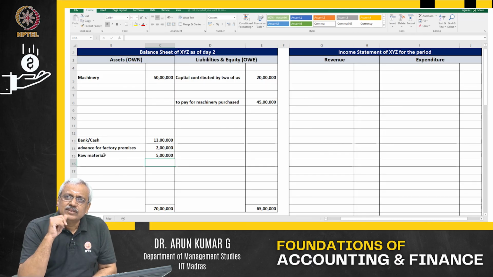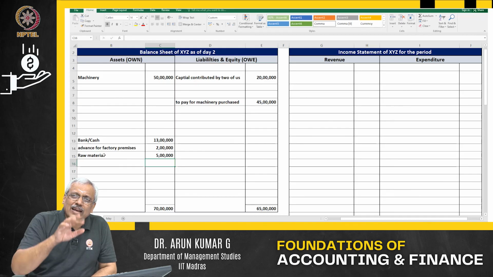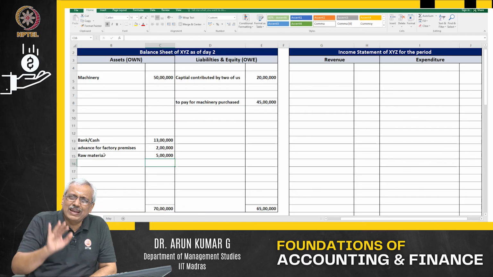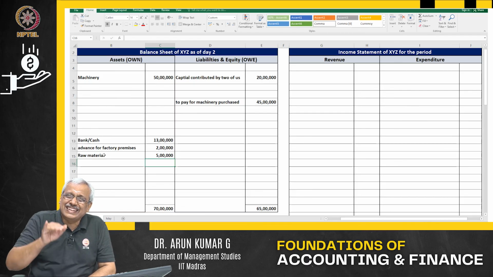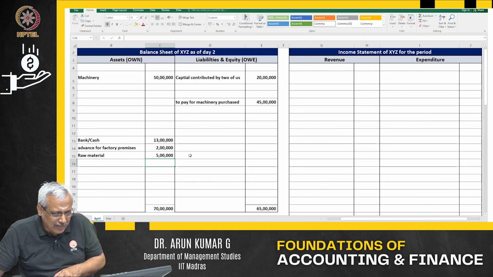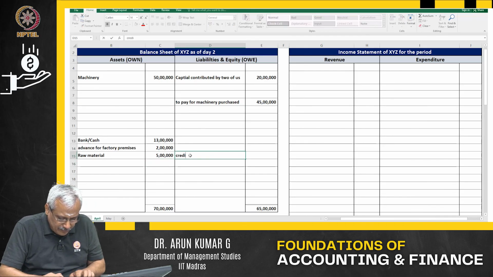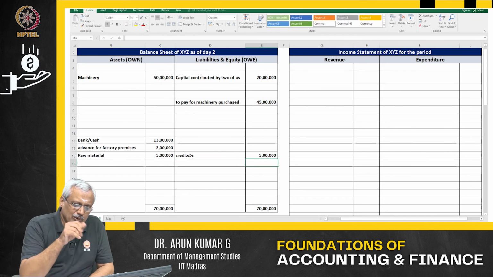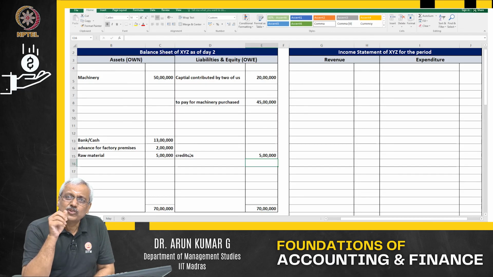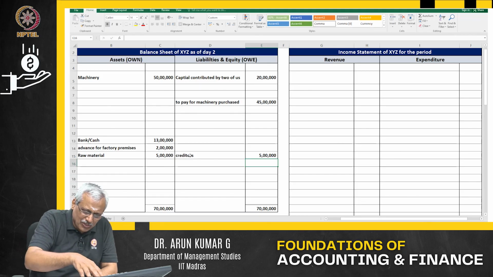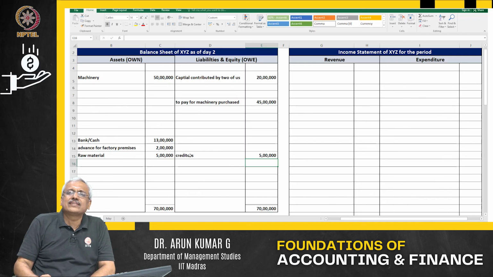Have you paid? No. You are liable to pay. Sir, it is payment only after 30 days. After 30 days is fine, but are you liable to pay? Yes, I am liable to pay. Do I owe the money? Yes, I owe the money. How much do I owe? I owe 5 lakhs. The money that I owe is creditors. I owe 5 lakhs back to that fellow who has supplied the raw material to me. So I have creditors of 5 lakhs.